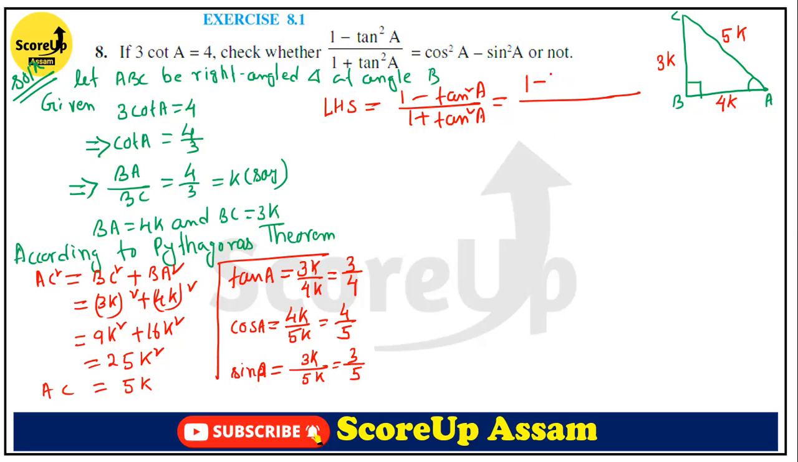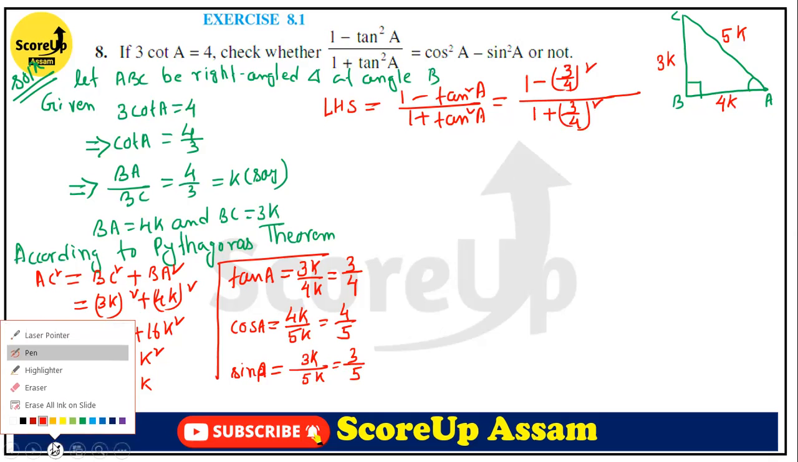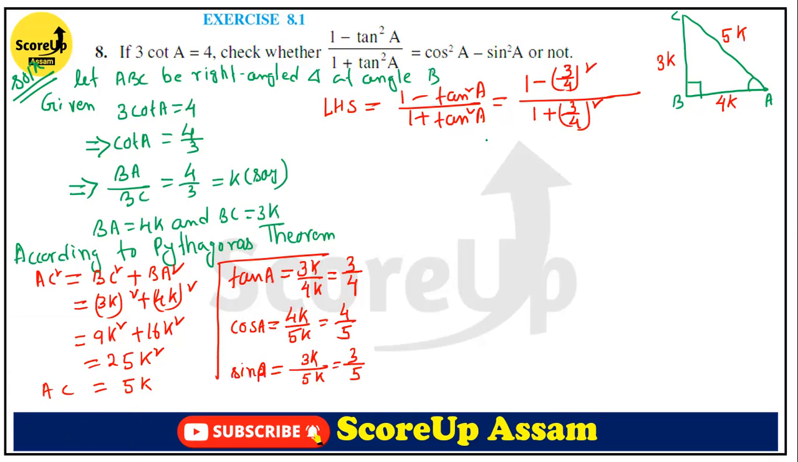So now what is the value of tan A? It is 3 by 4 whole square. So 1 minus 3 by 4 whole square by 1 plus 3 by 4 whole square. So now if you just simplify this, what can we get? 1 minus 9 by 16 and 1 plus 9 by 16. It will be 16 minus 9 by 16 into 16 by 16 plus 9. So ultimately 16 and 16 will get cancelled out. So ultimately it will be 16 minus 9, that means 7, and 16 plus 9 is 25.